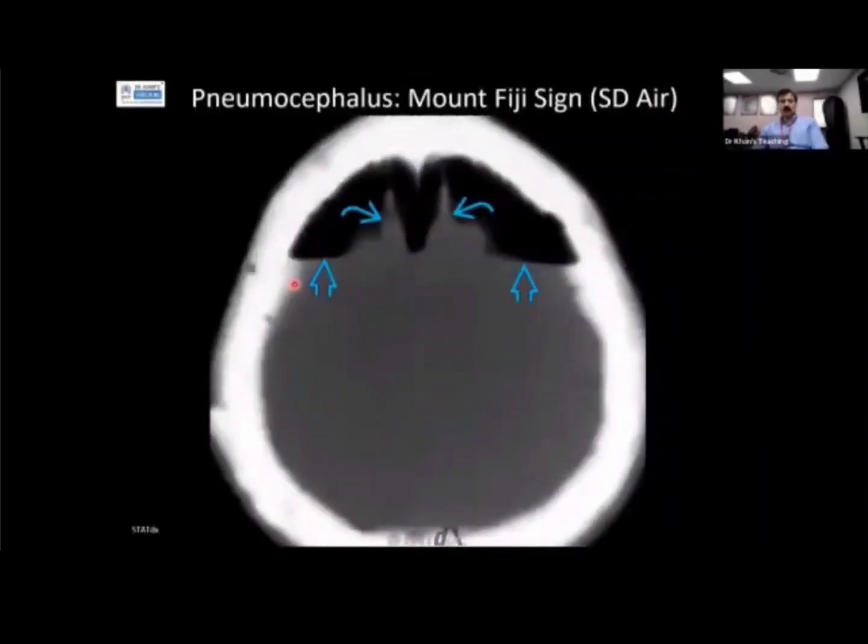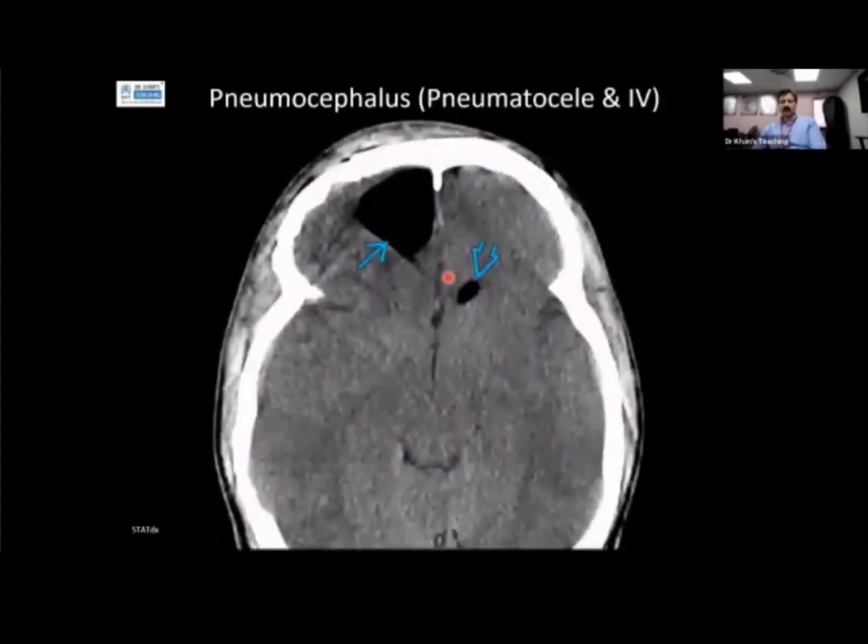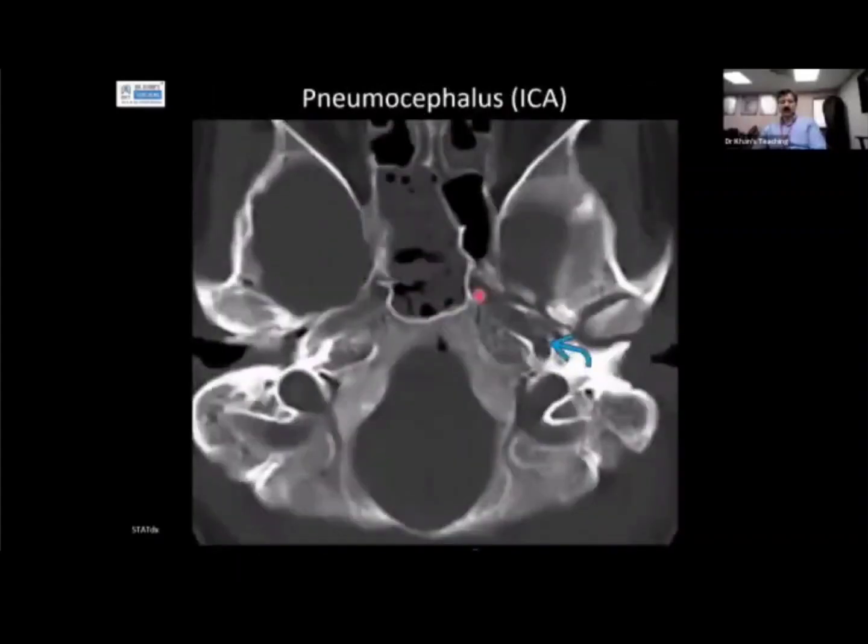So this is what we call the Mount Fuji sign, where there is pneumocephalus. Both of the frontal lobes give this pointed appearance, and this is known as the Mount Fuji sign. And this is known as tension pneumocephalus, just like a tension pneumothorax. It has to be drained just like a tension pneumothorax. This is a pneumatocele within the parenchyma. This is air in the ventricle.